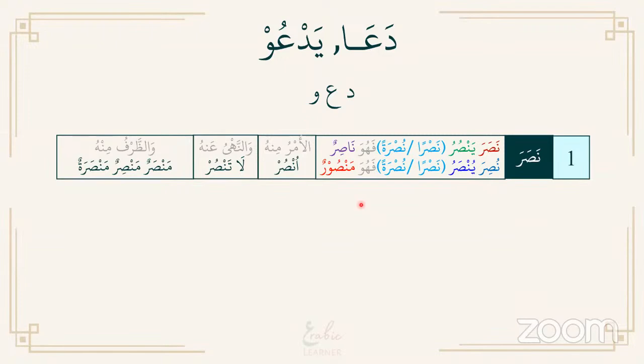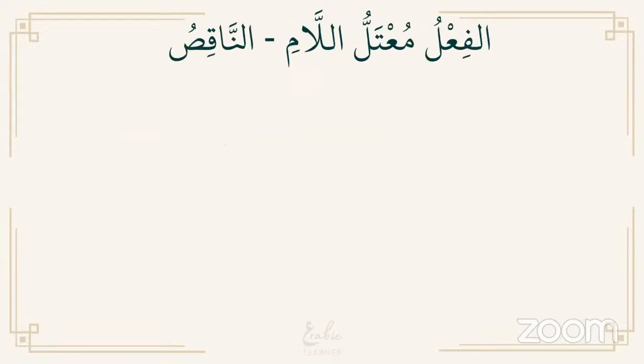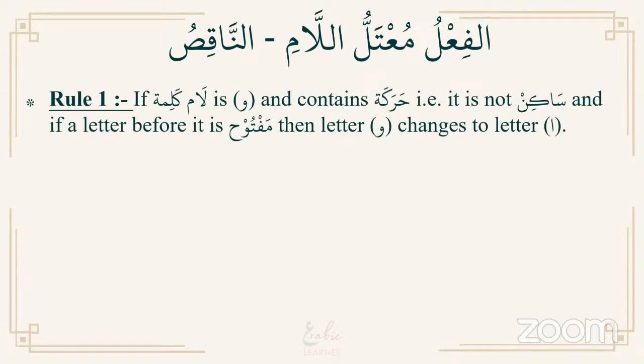Da, Ain, and Waw. It is from Nasara Yansuru. Now, this is the thing I should have showed you first. If Lam Kalima is Waw, and it is not Sakin, it is Mutaharrik, means it has Harkat on that. And if the letter before it is carrying Fatha over it, then Waw becomes Alif.